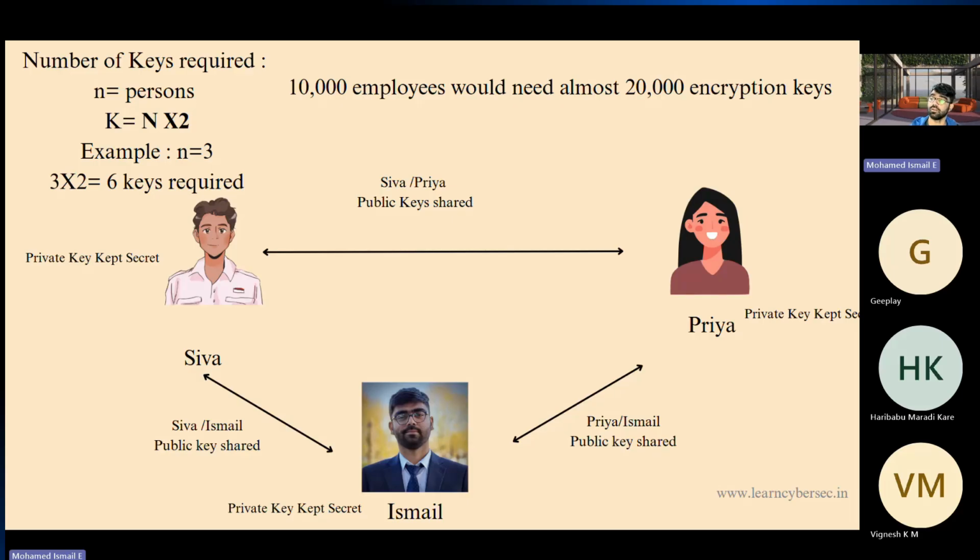So in this example, the number of persons is n. Each person needs two keys, so n into 2, 6 keys required. If you have 10,000 employees, you have 20,000 encryption keys needed to achieve large scale encryption.